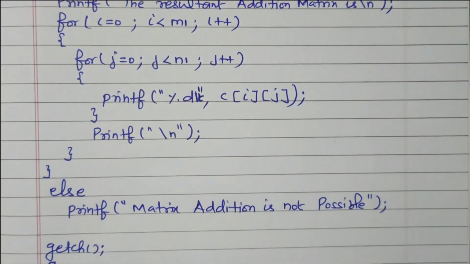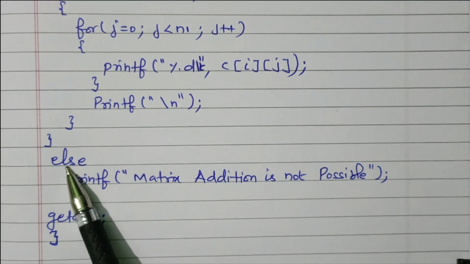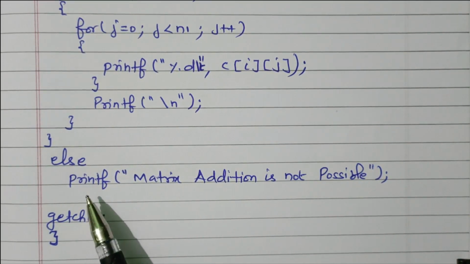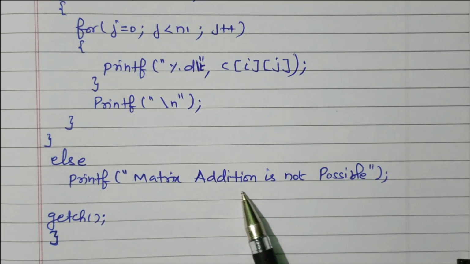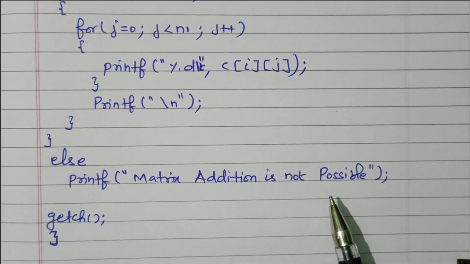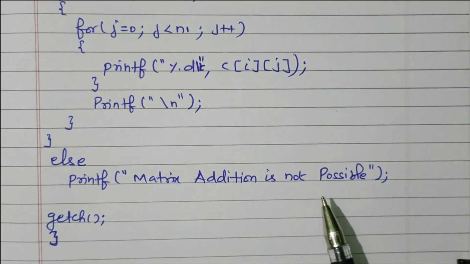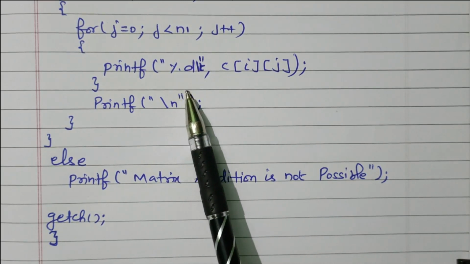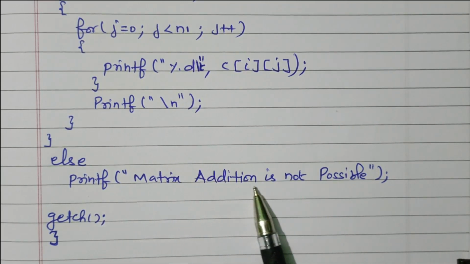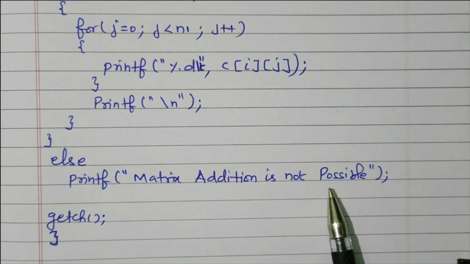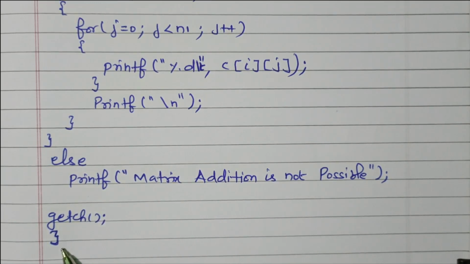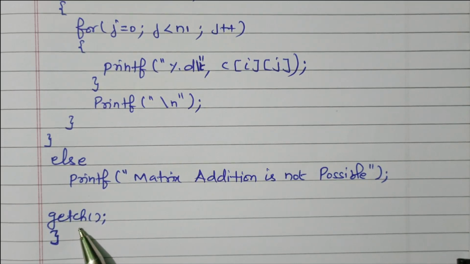Suppose the condition is not correct, then it will go to the else part. What do we need to print? Matrix addition is not possible because row and column sizes are not equal, right? If they are equal, we can process this. Otherwise, we print that the addition of matrices is not possible. Then getch, and we can close the program. This getch is used to wait, so that we can see the output until we give one character. It will wait so that we can view the output, right?